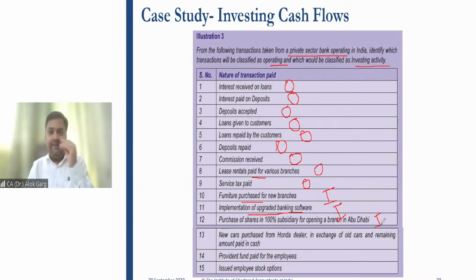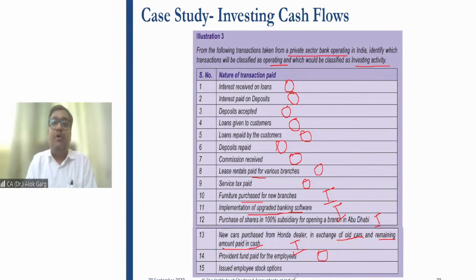New car purchased from Honda dealer in exchange of old cars. So old car given, new car taken, no cash flow. And the remaining amount paid in cash. So only the amount paid in cash has to be shown as an investing activity. Provident fund paid for the employees. So it is relating to the operating activity.